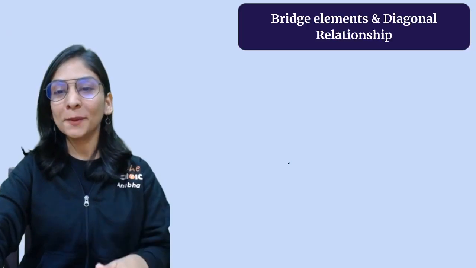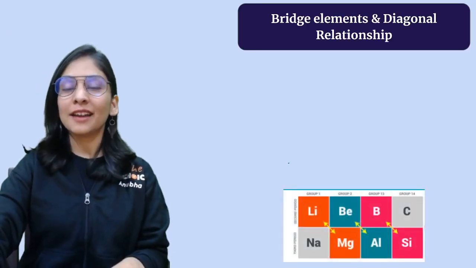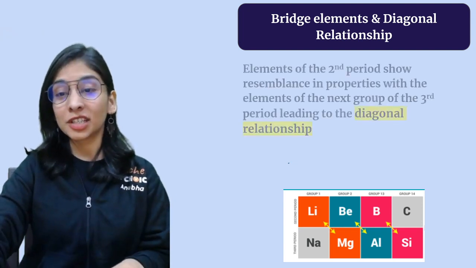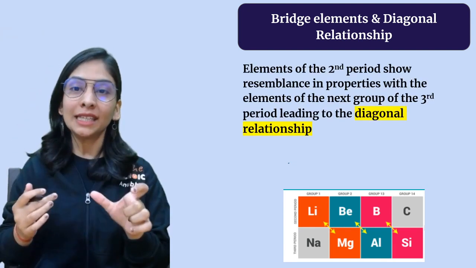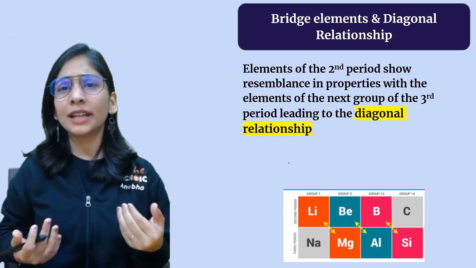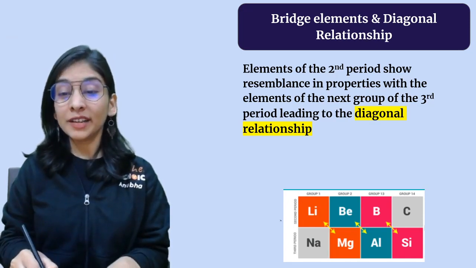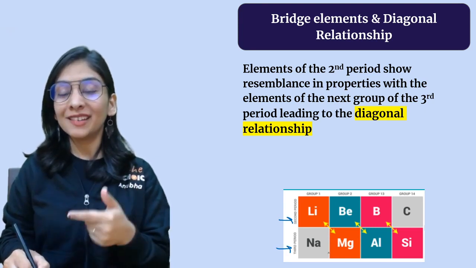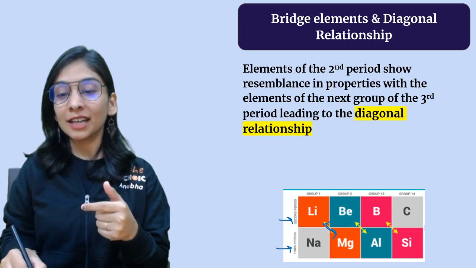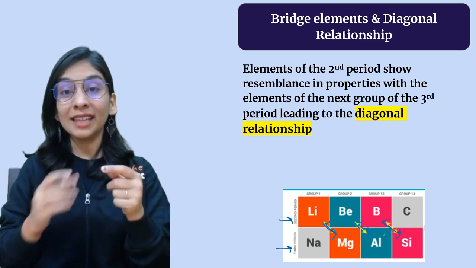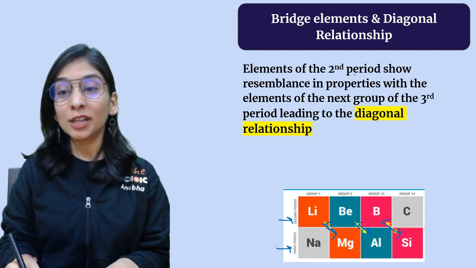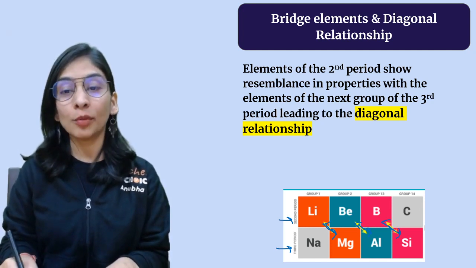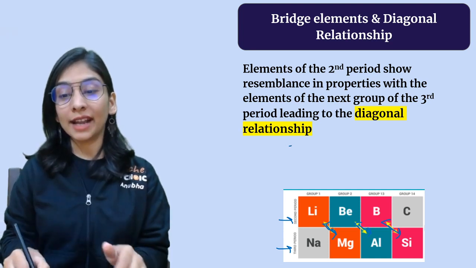Got it, everyone? Apart from that, there are some very teeny tiny things you should know. What are bridge elements and the diagonal relationship? In periods 2 and 3, some elements show this bridge relationship. It means an element of period 2 shows similar properties to an element of period 3 in the bridging position to each other. An element of the 2nd period shows resemblance in property with the element of the next group of the 3rd period, leading to the diagonal relationship.